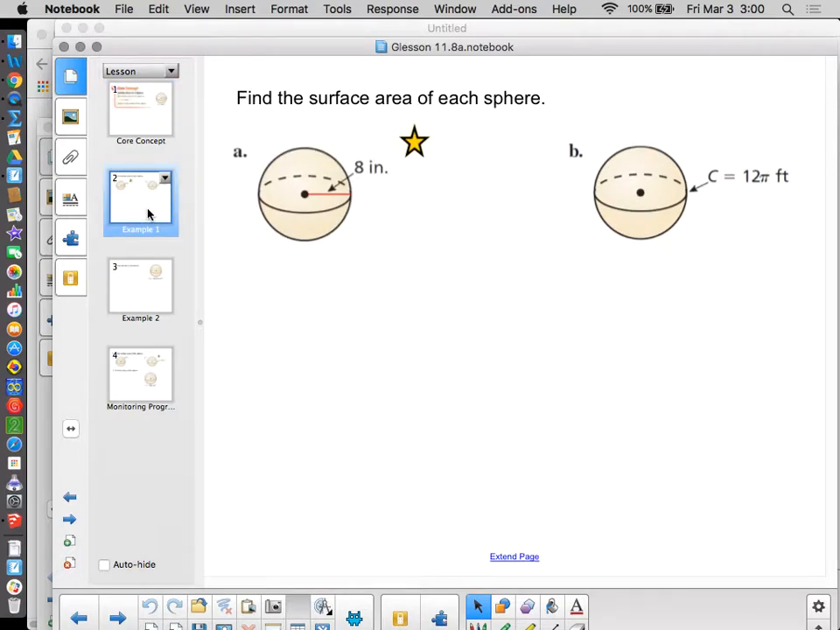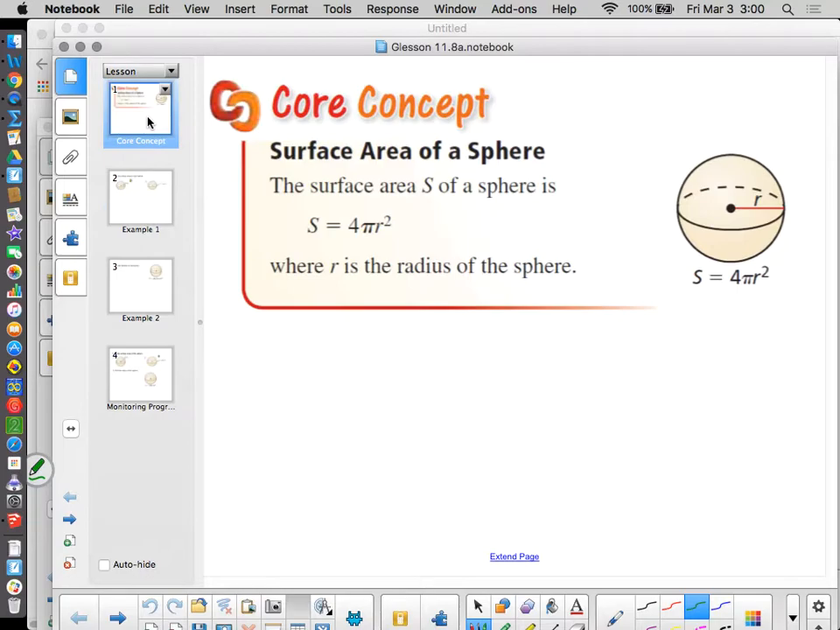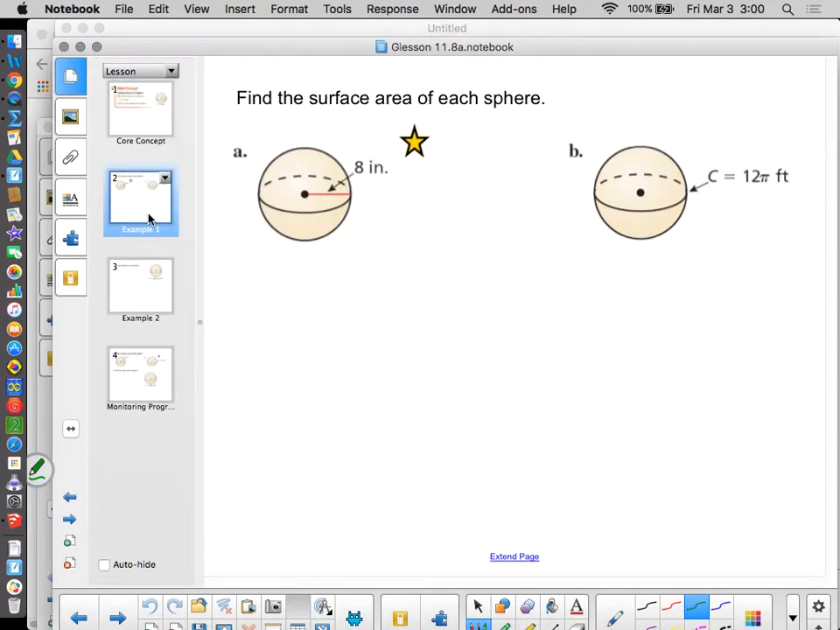So right away, we're just going to dive right in. I'm going to ask you, given the radius is 8 inches, and the formula is, what was that formula? 4 pi r squared. Find the surface area of this sphere.